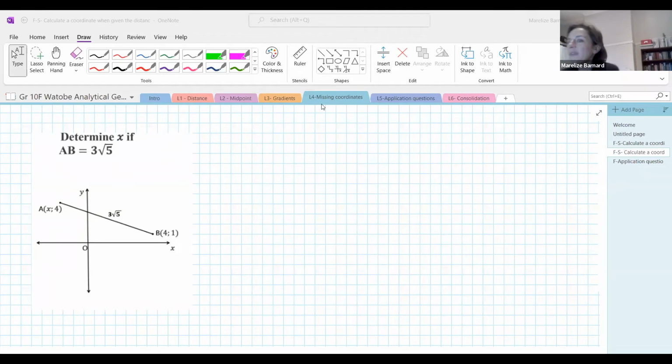So we've got 2 points, A and B. We are missing an x coordinate at A, but we do have the distance of AB. Okay, post in the chat, what do you think? How can we solve this? Or raise your hand and tell me, what do you think?